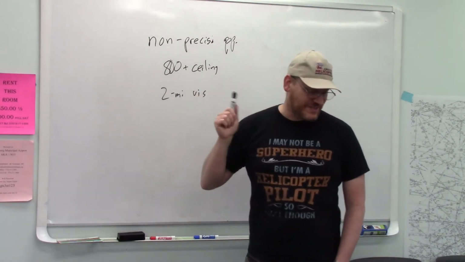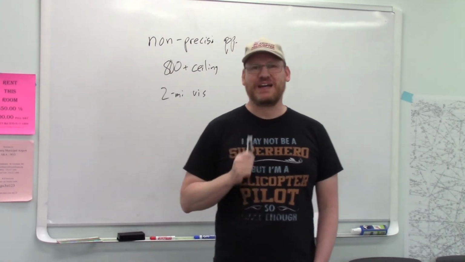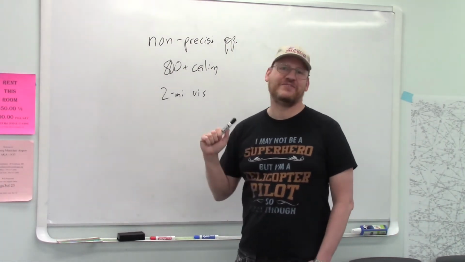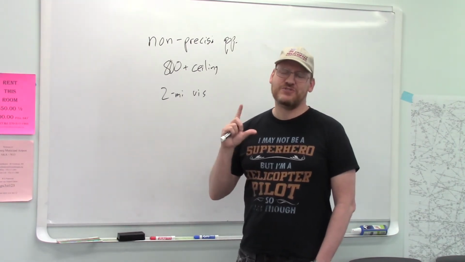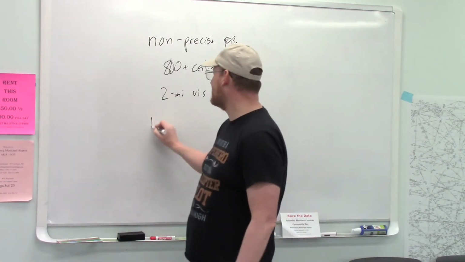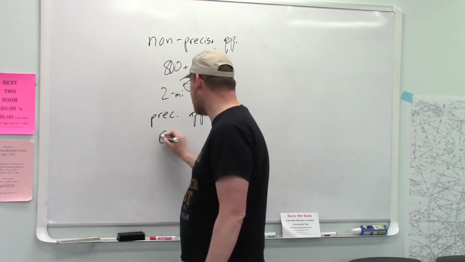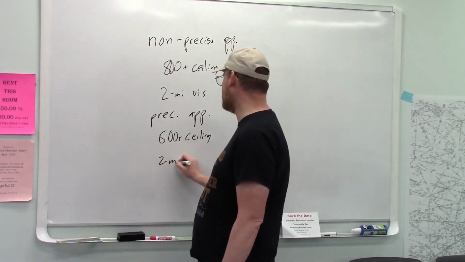Now, here's the thing that's sometimes confusing. This is at the time you expect to arrive, not plus or minus an hour, just at the time that you should arrive there. So it doesn't have this huge window. If they have a precision approach, then you can get away with a little bit less. You can go with 600 foot ceiling and 2 miles visibility.